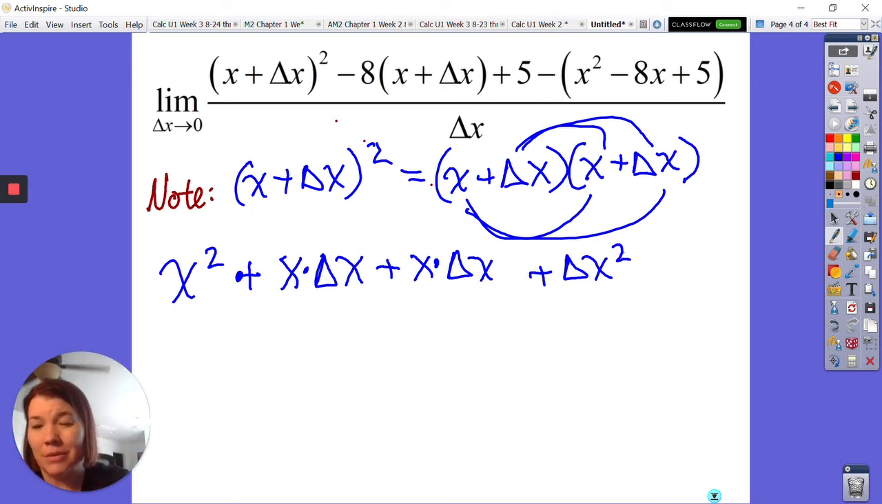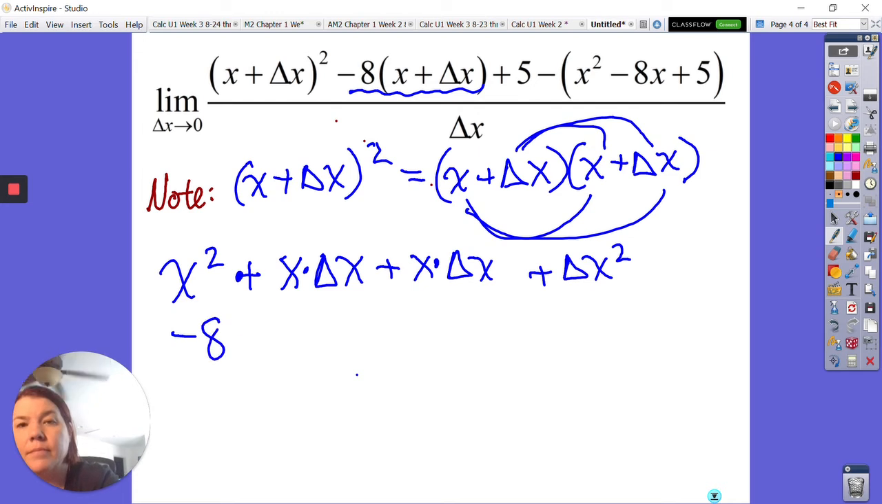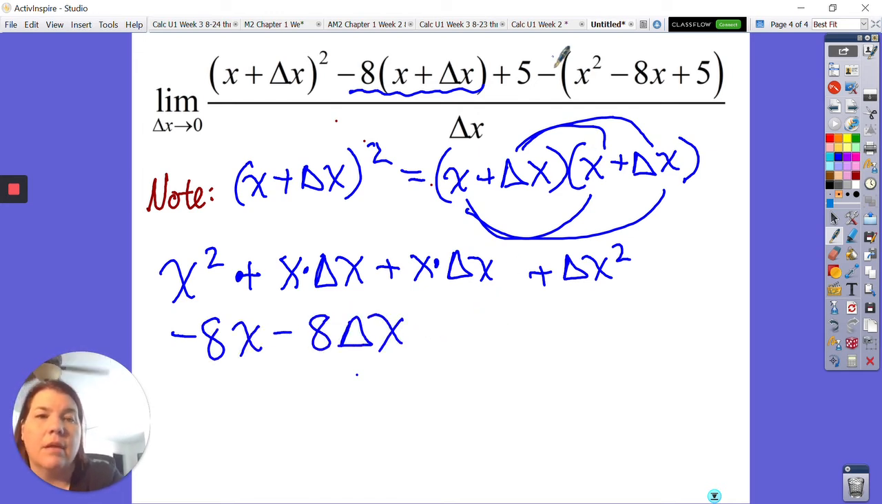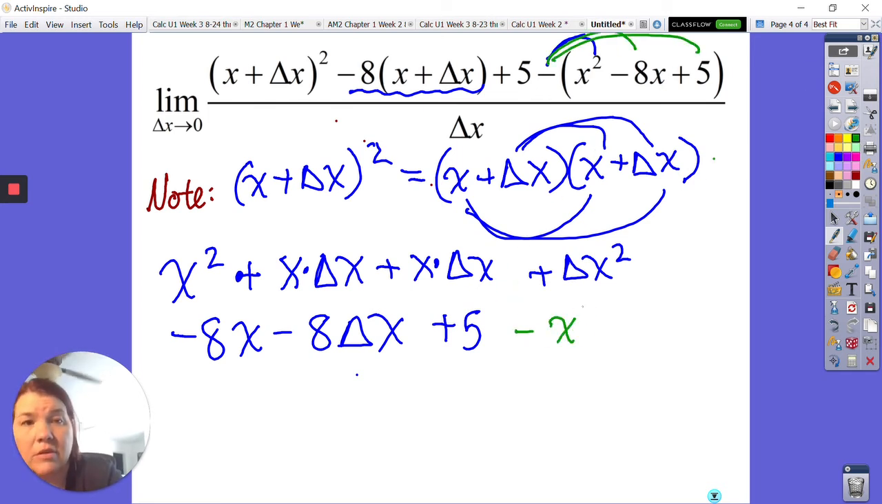See why I wanted to do this not in the middle of the fraction? It's a mess. I'm going to go ahead and distribute the -8 through this: 8Δx. I'm going to just write the plus 5. I'm also going to distribute this minus sign. Let me change colors. Distribute the minus sign, minus 5, through just the minus sign. So minus x squared plus 8x minus 5.